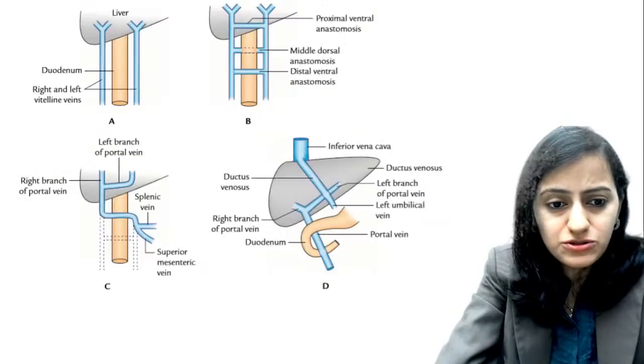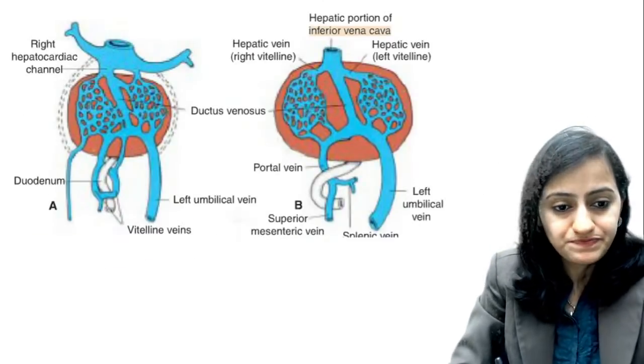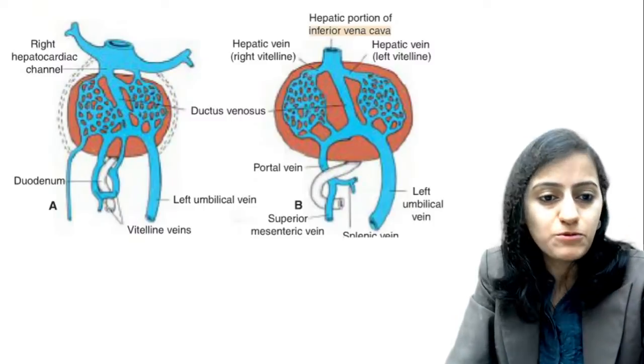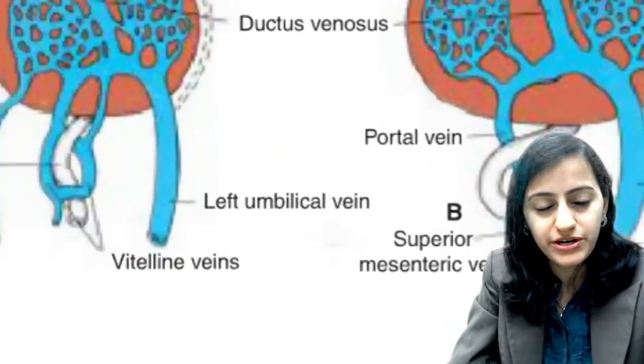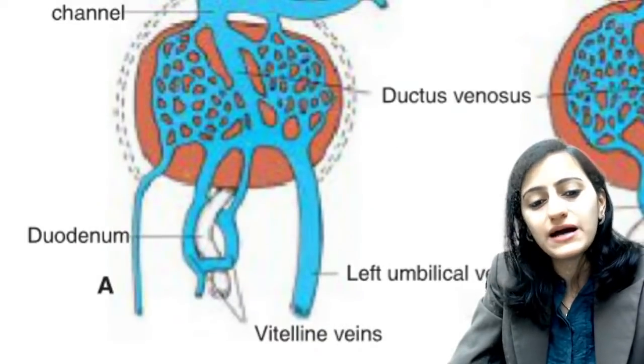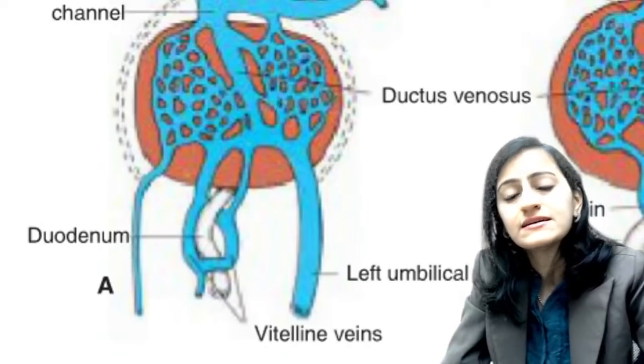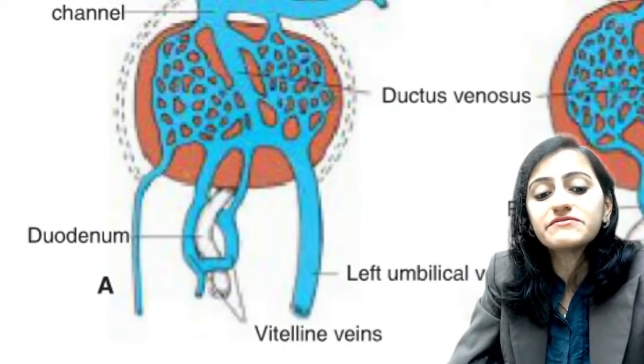Okay. Coming to the portal vein that we discussed. Suppose you are given this image-based question in your exam and you are asked to identify this vein. Is it the cardinal vein? Is it the umbilical vein? Is it the vitelline vein?